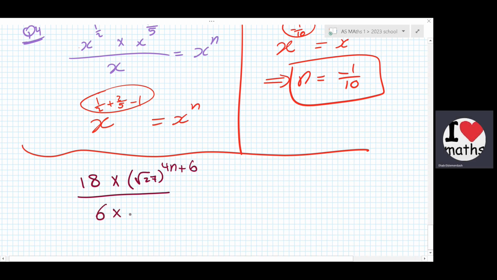Over 6 into 9 to the power of 2n plus 8. This is equal to 3 to the power of x. And then it tells us: express x in terms of n. So here, express x in terms of n.